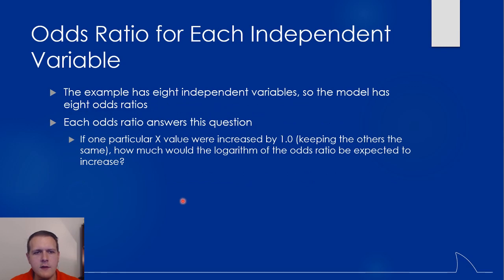So when doing this study, they found they had 8 independent variables they were looking at. So the model ended up having 8 odds ratios as their outcomes. And so basically the odds ratio is answering the question is that for a particular value, if it was increased by 1, keeping all other factors the same, how much would the logarithm of the odds ratio be expected to increase? Okay, so again, you're still controlling for the other factors here, but if this one value changed, how would the odds ratio actually change?